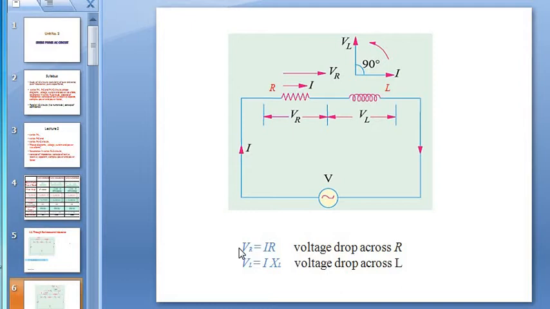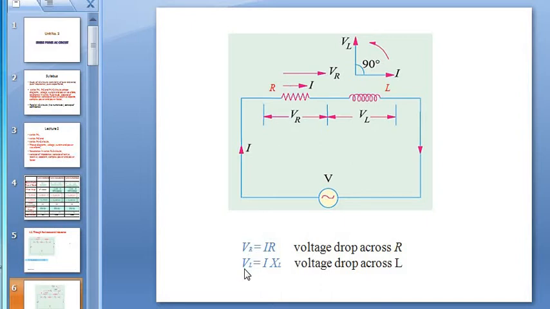VR is the voltage drop across the resistance, which is given by the formula I into R. We know that for pure resistance, the current and voltage both are in phase. There is no phase angle between voltage and current. Therefore, both are parallel to each other.